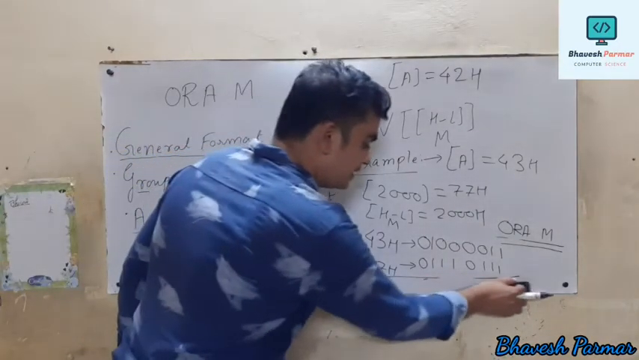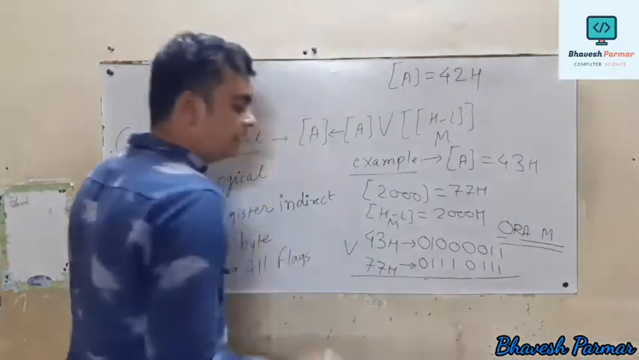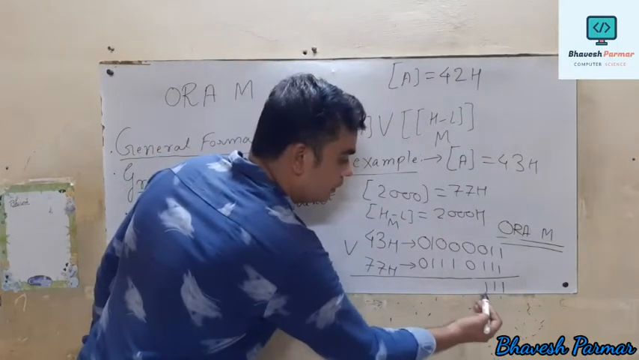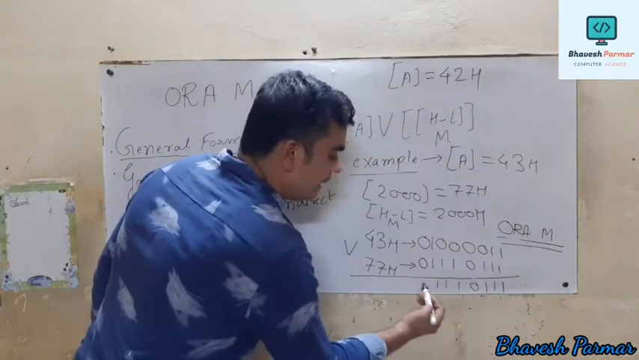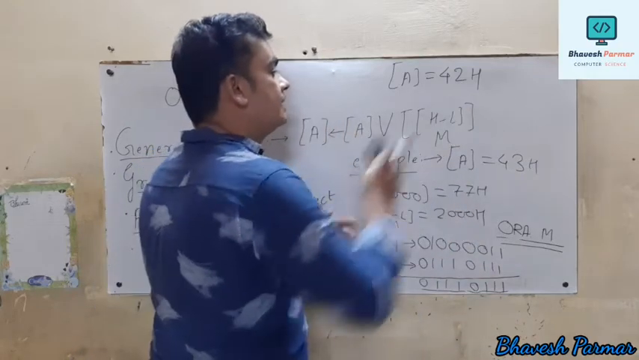So what will be the answer? Let me show you here. These numbers are already converted into 4-bit binary form. Now I am going to apply the OR rule. In this way my answer will be 0111 0111. So my answer is what?